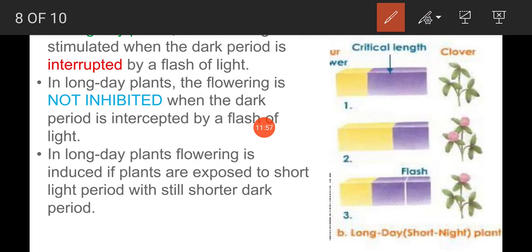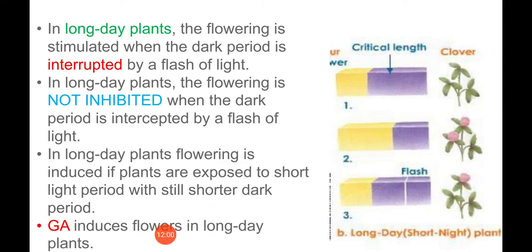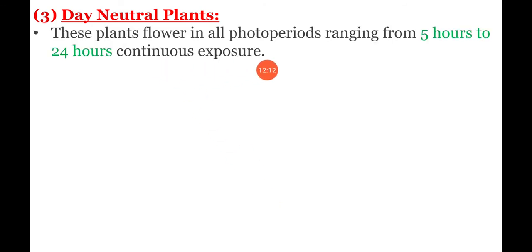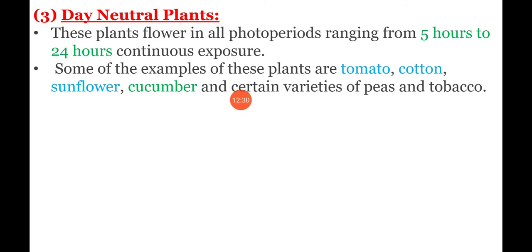Okay. Next, gibberellic acid induces flowers in long day plants. Gibberellic acid induces flowering. Okay. Next one, third category, that is day neutral plants. These plants flower in all photoperiods ranging from 5 hours to 24 hours continuous exposure. That means light is not affecting the flowering in these plants, so they are called day neutral plants. Some examples of these plants are tomato, cotton, sunflower, cucumber and certain varieties of peas and tobacco. Okay. This is about day neutral plants.